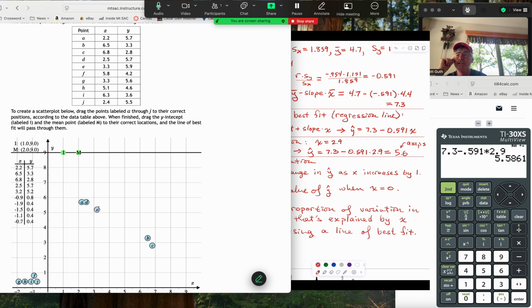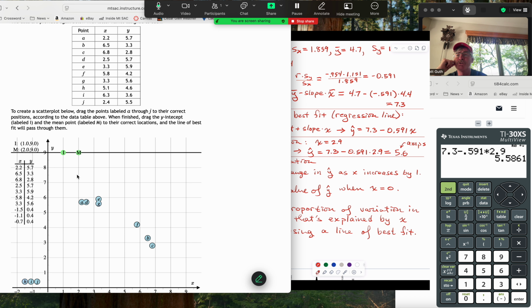Okay, now E is 3.3, 5.9. So here's 3.3 and 5.9 up here somewhere. Let's see. 3.3, 5.9. Good. Now I'm on F, which is 5.8, 4.2. So 5.8 and 4.2 is going to be around here somewhere, just down a little bit, right there. Okay, G is 3.3, 5.6. Up a little, right there. Good. Now, that was G.